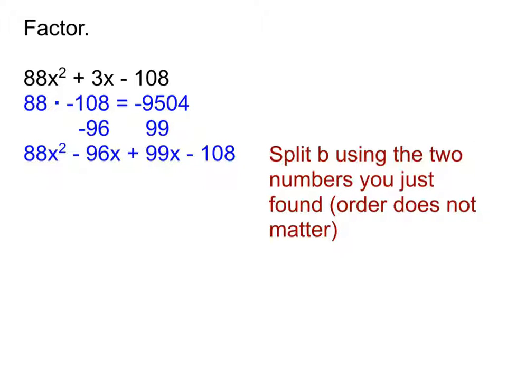And I note over here that the order does not matter. I'll actually show you a little bit more specifically why later. But for now, just know that if you had written this as 99x minus 96x, you'd still end up with the same final answer that we're going to come up with here. Alright, so now that I've broken that up, the next step is that we're going to be doing some factoring.